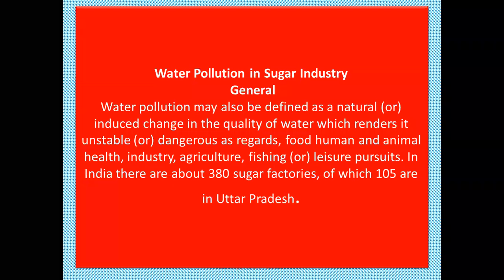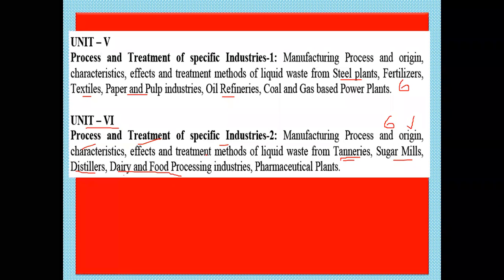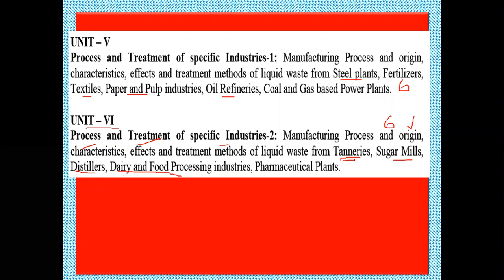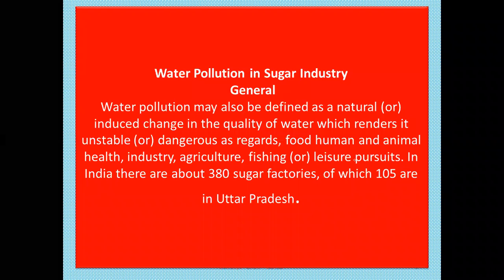Next one. First, we will see the industries: you have tanneries, 1, 2, 3, 4, 5 industries, and dairy, a total of 6 industries. We'll discuss some industries in this morning session and other industries in the afternoon session. So we'll go now with the sugar industry.